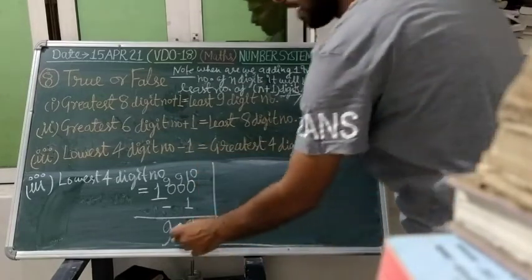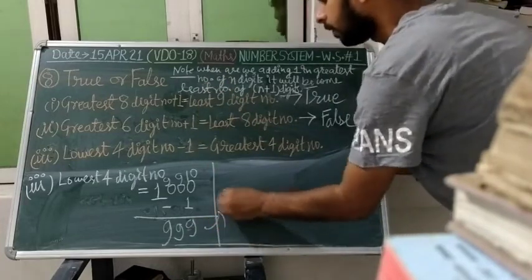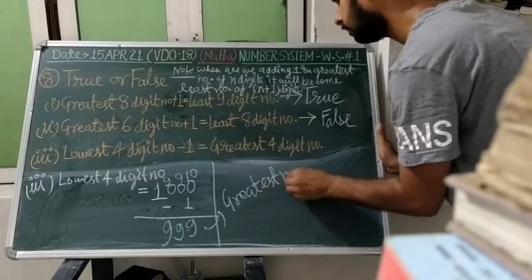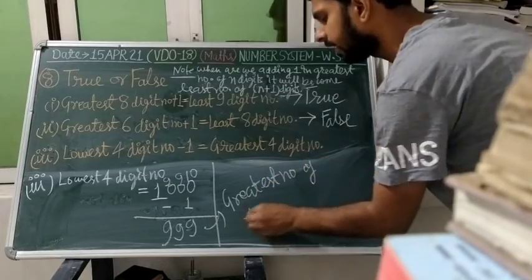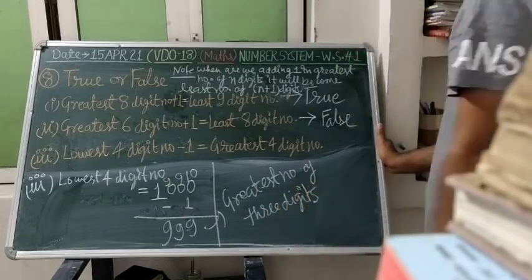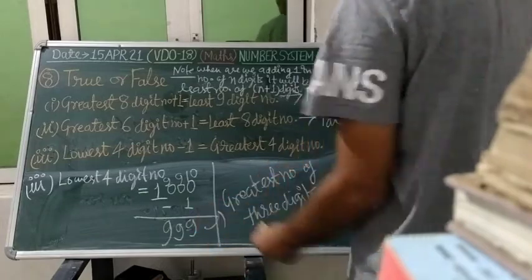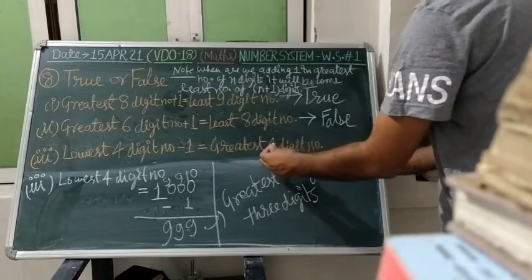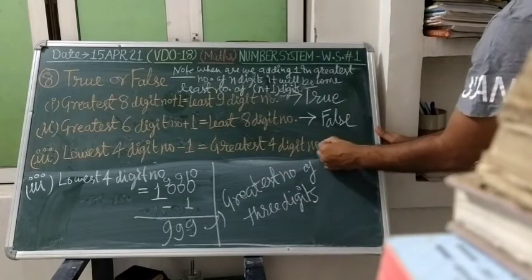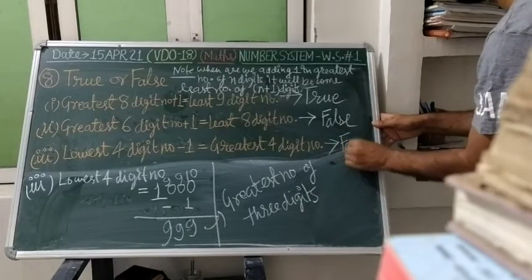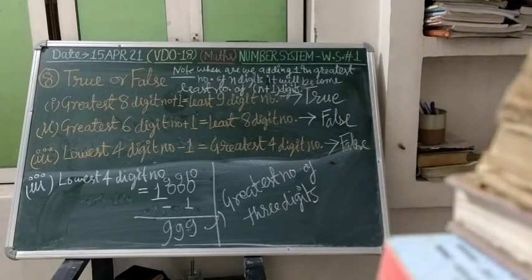So you are looking at this 999, it is the greatest number of 3 digits, isn't it? They have written 9 three times, so it is the greatest number of 3 digits, and they are saying that it is the greatest number of 4 digits, so it will become wrong. It should be the greatest number of 4 digits, so it will become false here. Okay.